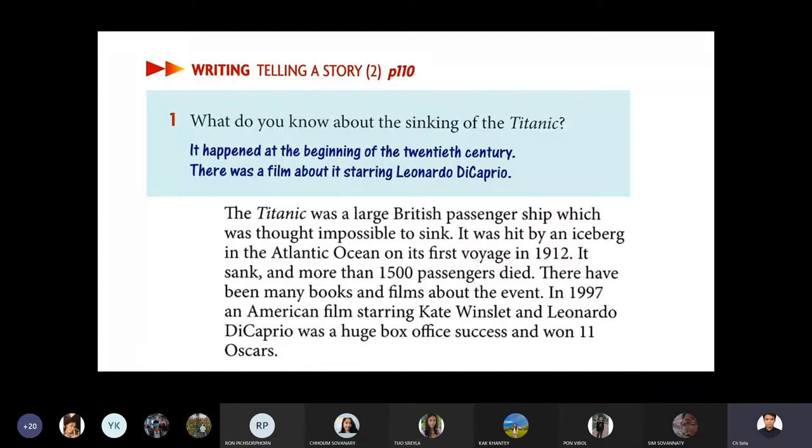Okay, the Titanic was a large British passenger ship which was thought impossible to sink. It was hit by an iceberg in the Atlantic Ocean on its first voyage. In 1912, it sank and more than 1,500 passengers died. There have been many books and films about the event. In 1997, an American film starring Kate Winslet and Leonardo DiCaprio was a huge box office success and won 11 Oscars. Okay, so let's look at the film here.